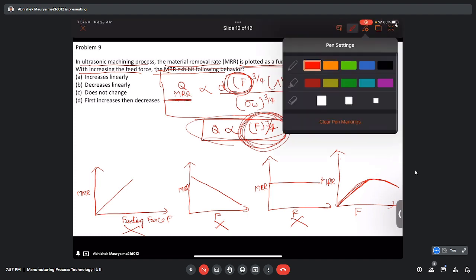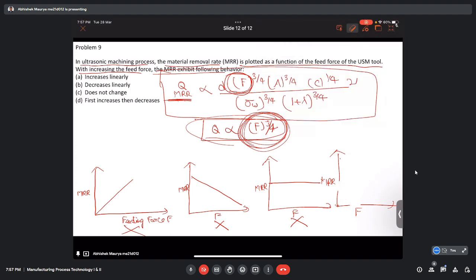Okay, let me make it a little more clear. According to this relationship, this curve should be something like this. This curve is showing that Q is directly proportional to f to the power 3 by 4. So this kind of curve is expected theoretically.